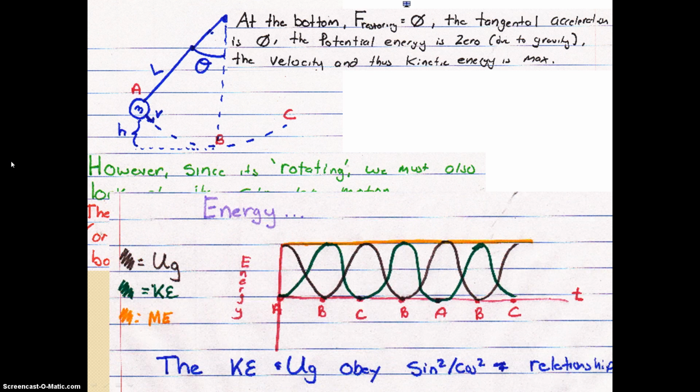Now it's time to talk about energy. There are two forms of energy at work here. There's gravitational, kinetic, and then combined it's called mechanical. Just like with springs, at point A, where it isn't moving, all the energy is potential, black line. No energy is kinetic, green line. And they do a cosine squared and sine squared relationship, where they constantly go back and forth.